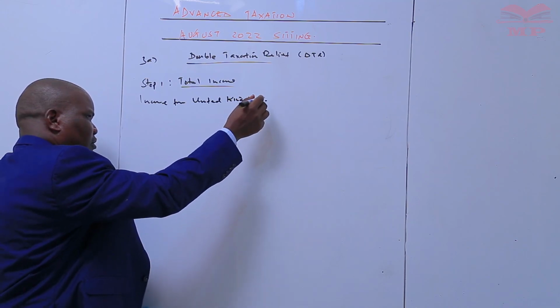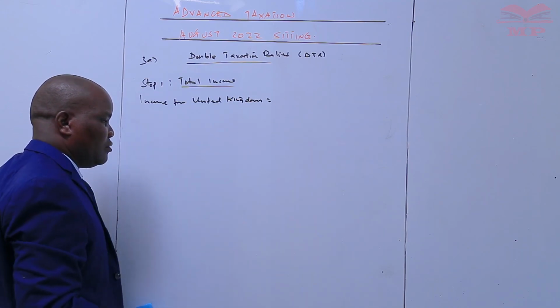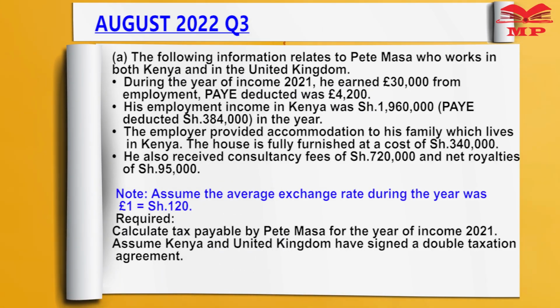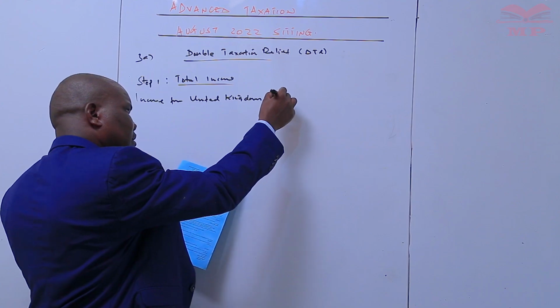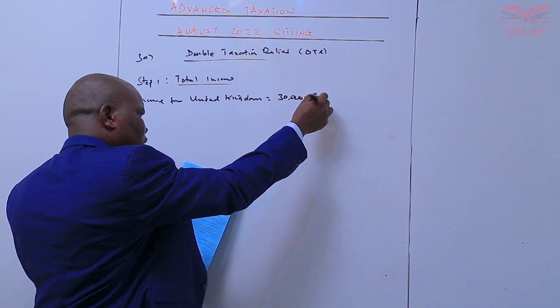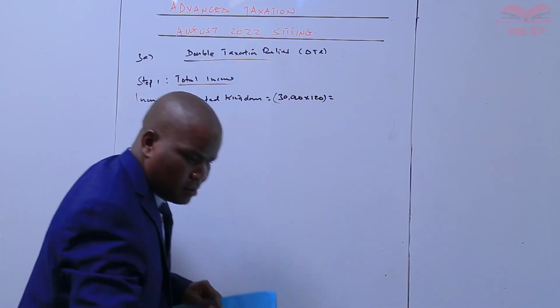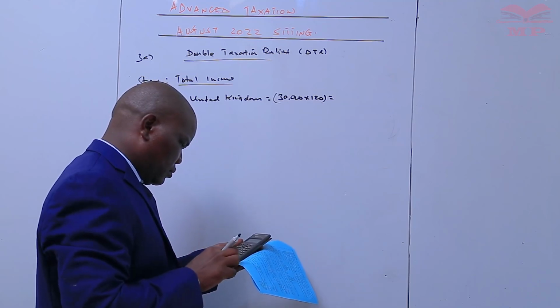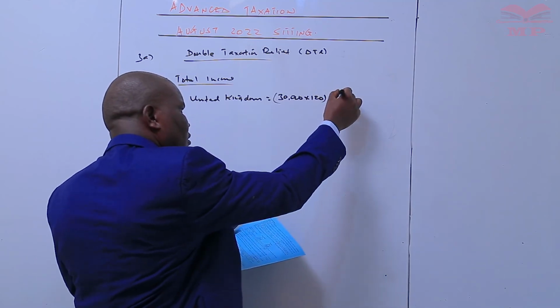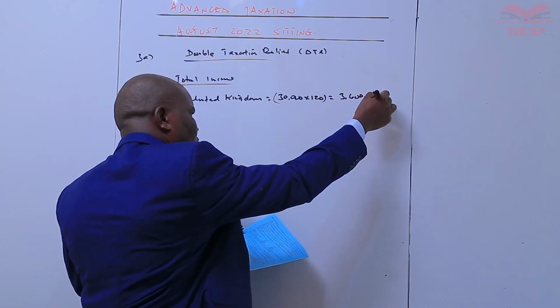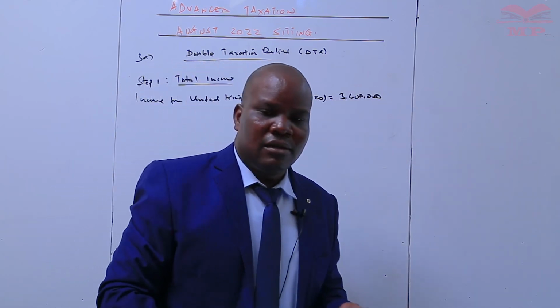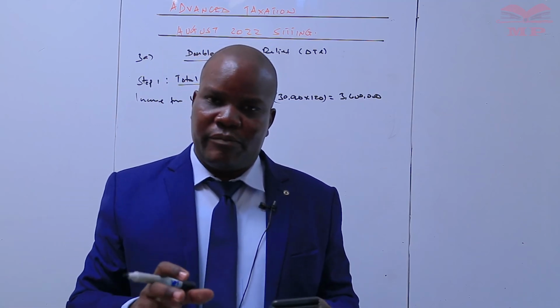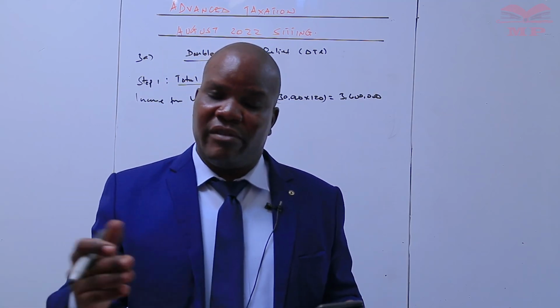Because we are going to compute it in Kenya shillings, we have to convert everything into Kenya shillings. So we are told to assume an exchange rate of £1 to 120 shillings. So we shall do 30,000 by 120, which is 3.6 million. The rule is, again, when computing DTR, we use incomes gross of pay, or employment income gross of, that is before pay is deducted.